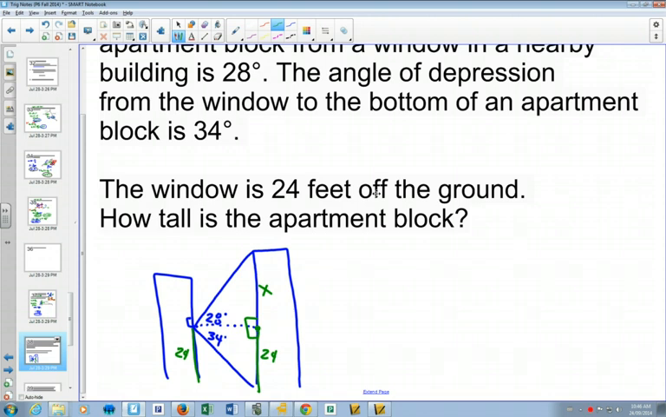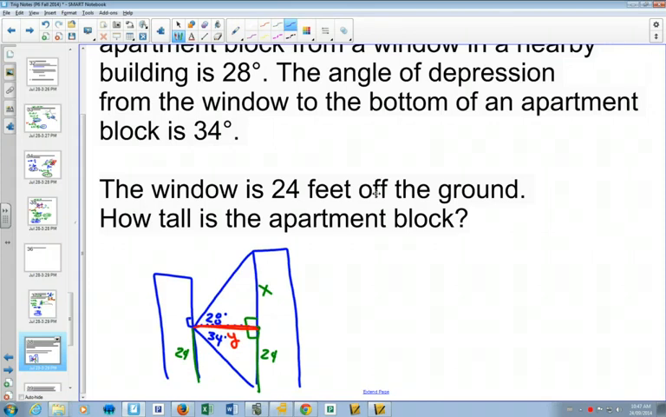But if I look at the triangle on the top, I don't have three pieces of information. And I don't have at least one side. I've got 28 degrees, I've got the angle, but I don't have another side. But if I look at the triangle on the bottom with the 24 feet, I do have an angle, a side, and the 90 degrees. Can you see that both those triangles share this red line? If I can find that out, and I'll call that y, I'm going to be able to find out and solve the rest of it.